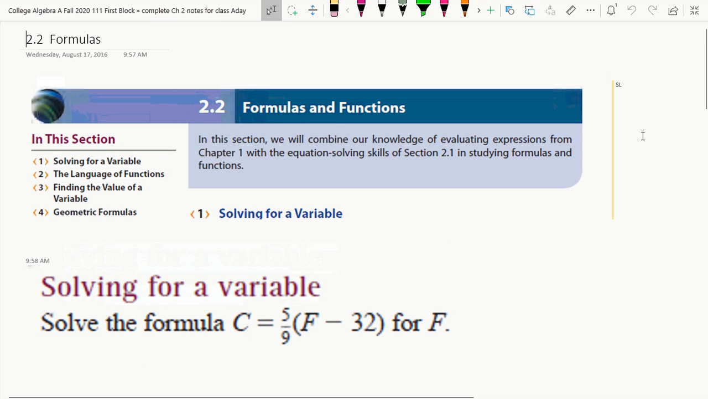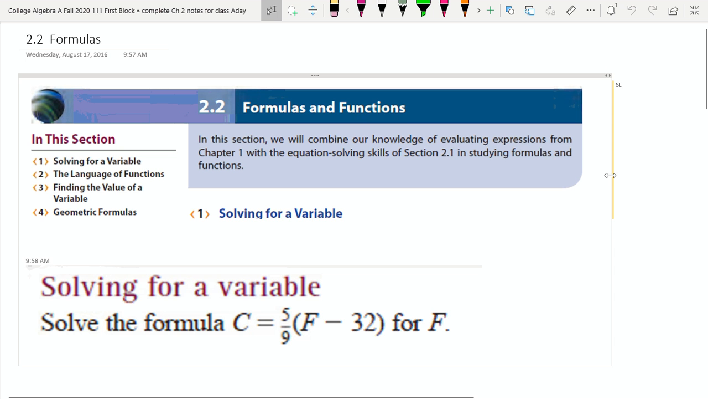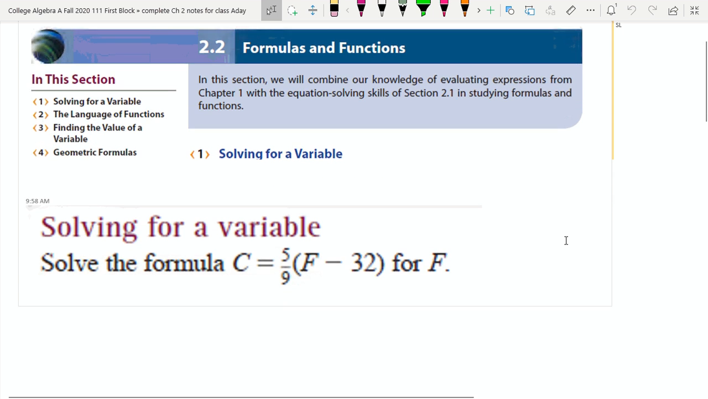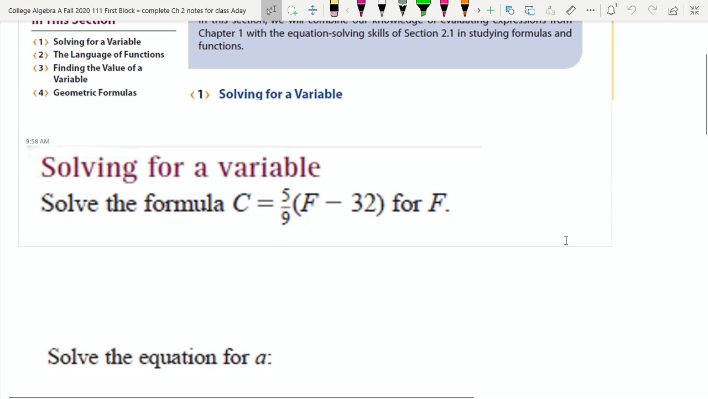Alright, these are 2.2 notes, formulas and functions. We're going to be solving for variables. So, example 1.